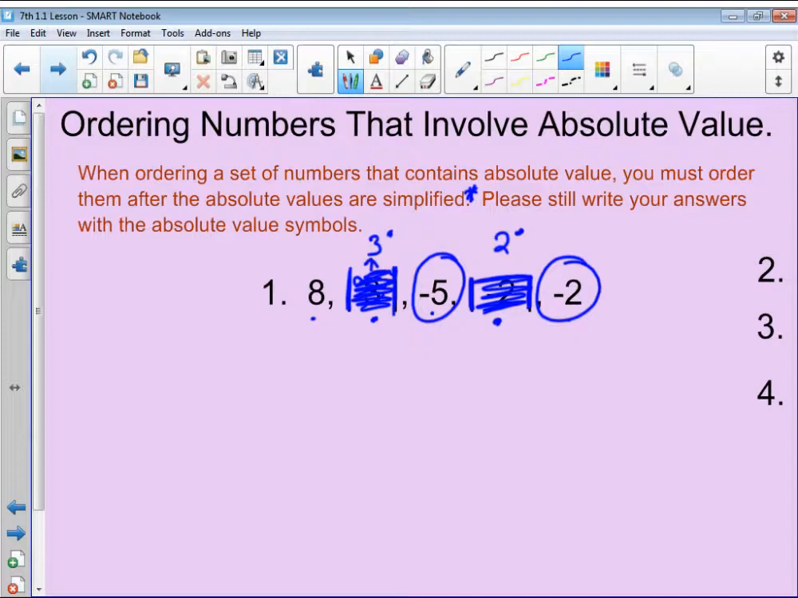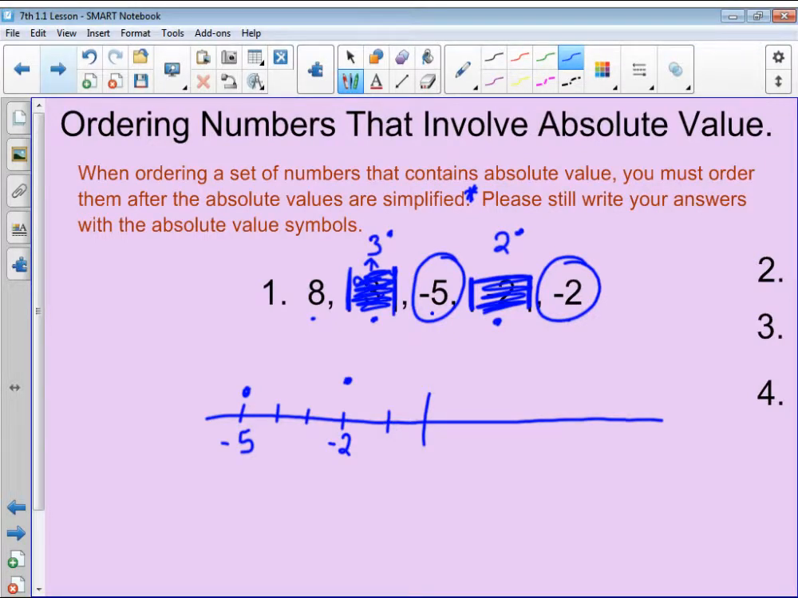Those of you that struggle with negative numbers, you could plot on your number line if you needed to and just plot them. So this would be -1, -2, -3, -4, -5. So that's where -5 would be. -2 would fall right here. So if you need to do that, you can. Most of you probably won't have to do that.